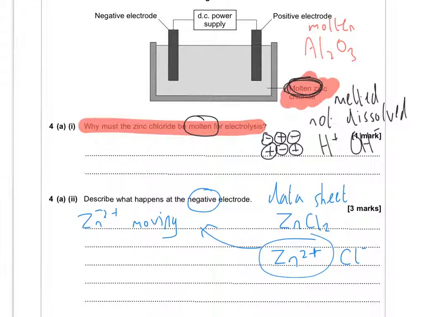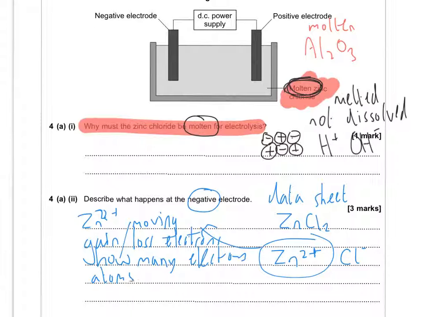I would be talking about gain or loss of electrons. I definitely tell them how many electrons, and it's always crucial to state with these metals that it forms atoms at the end. So instead of it being zinc ions, it's zinc atoms. But you've got to judge how many electrons.